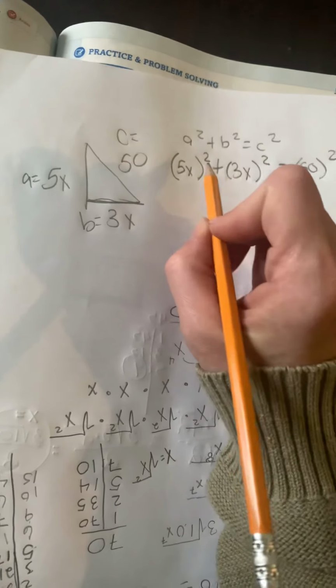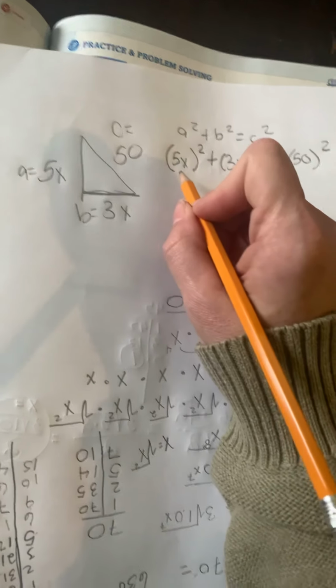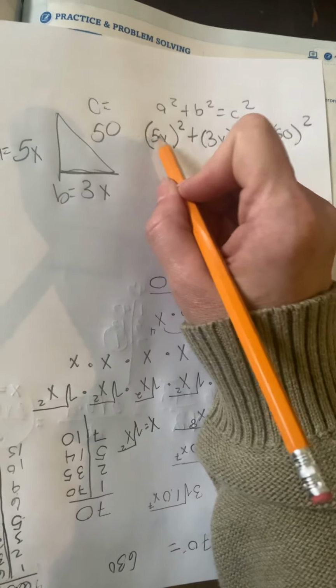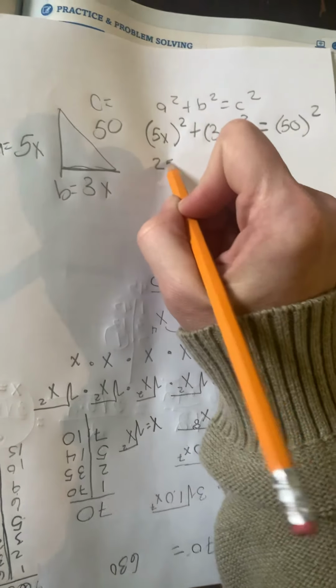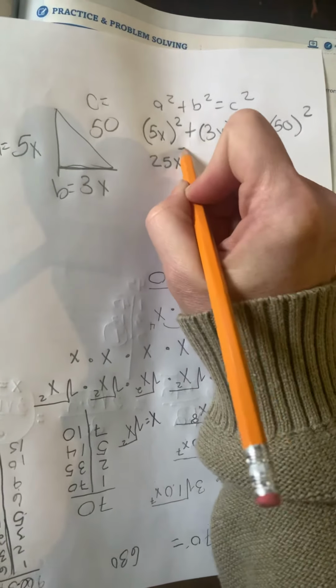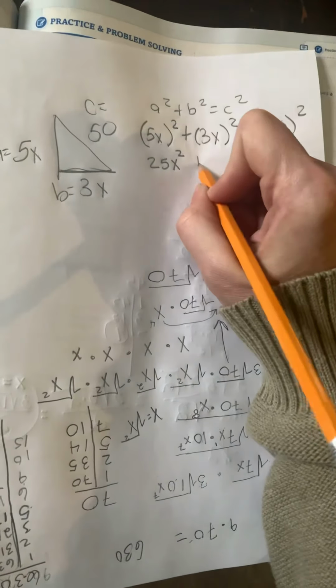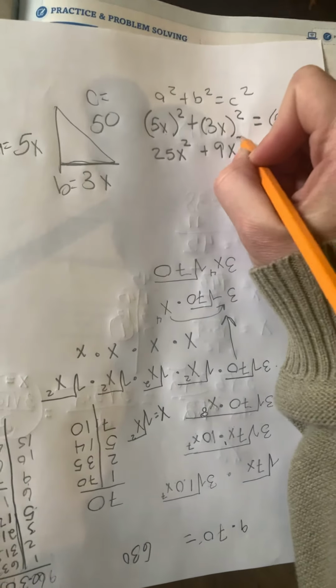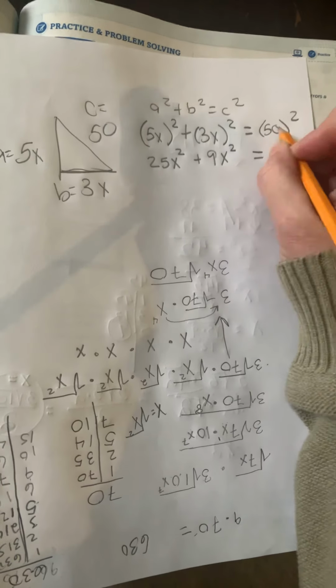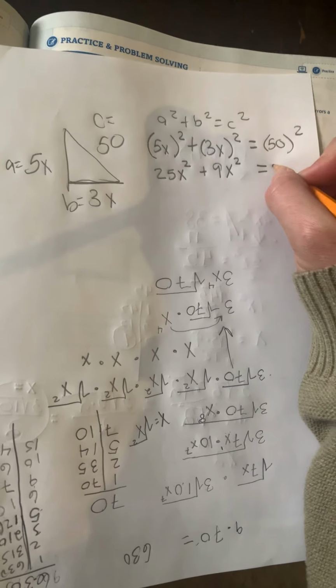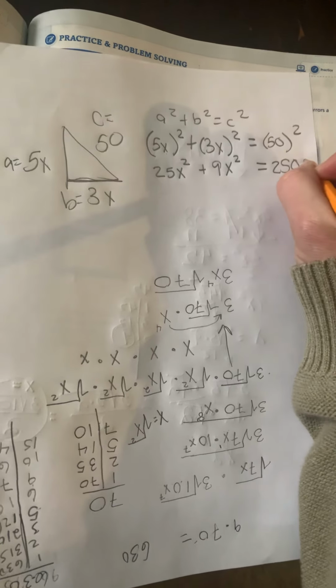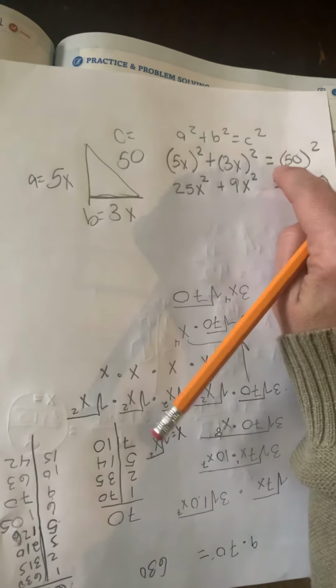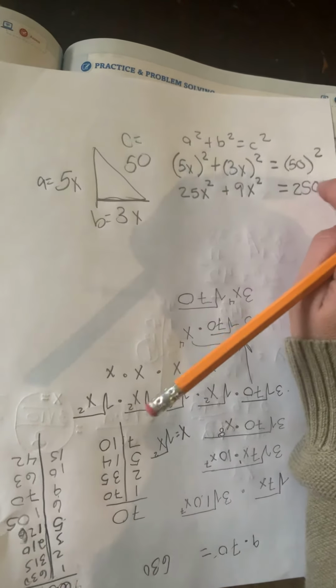So we do 5x times 5x. So 5 times 5 is 25. X times x is x squared. 3 times 3 is 9. X times x is x squared. 50 times 50 is 2,500. Because 5 times 5 is 25, and 10 times 10 is 100.